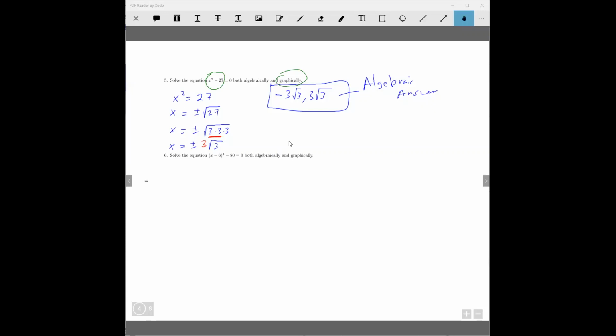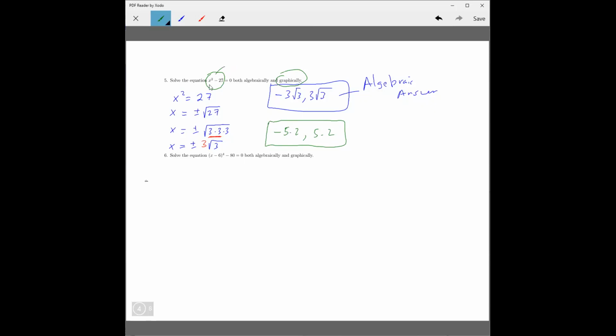Okay, so negative 5.2 and 5.2 would be the answers. Let me go back here. And I have negative 5.2 and 5.2. So that would be solving it graphically. So again, I put y equals that in, and I find where it crosses the x-axis. Okay, and it turns out that this negative 5.2 is approximately negative 3 root 3, and this 5.2 is approximately 3 root 3. So the answers are going to look different because here you're rounding off and you're trying to estimate, and here you have the exact answer, what the algebraic means.